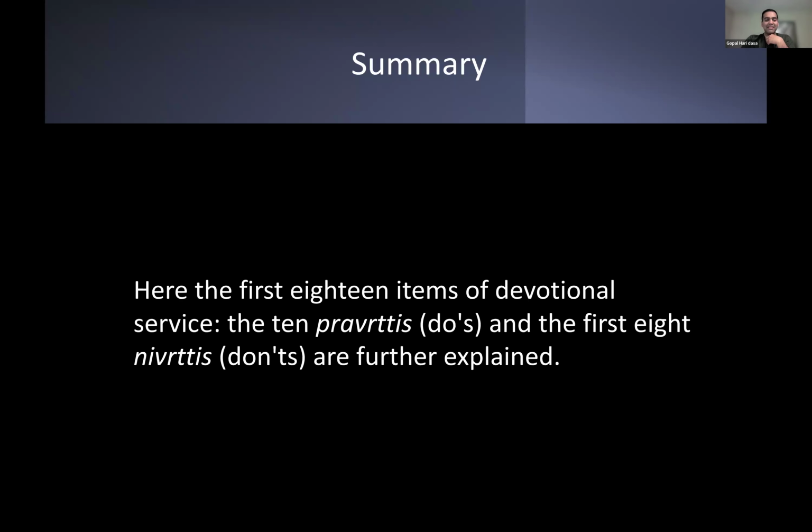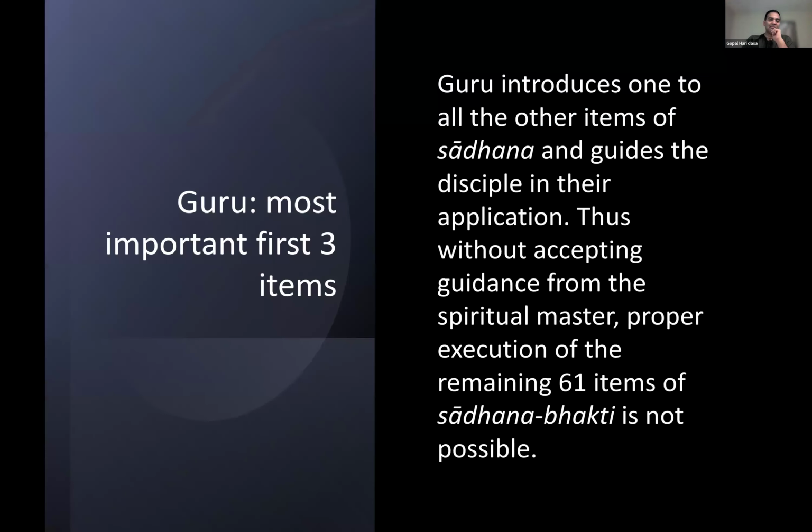So chapter 7, here are the first 18 items of devotional service. The 10 pravrittis, the do's, and the first 8 nivrittis, don'ts, are further explained. We don't get to all 20, but we'll get to the first 18 items. So the first 3 items, we're coming back to them, so important.